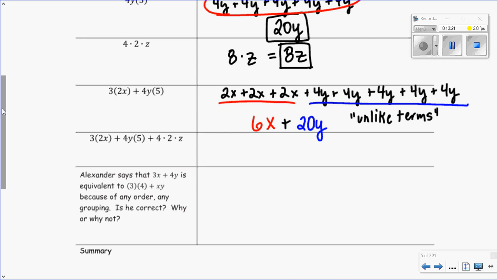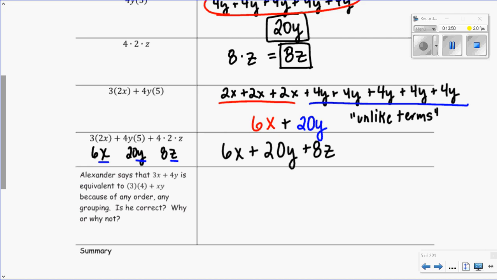Okay, so 3 times 2x, we already know from above that that's 6x. 4y times 5, we know that that's 20y. And then 4 times 2 times z, we know that that is 8z. Now, these all have different variables. This is x, this is y, and this is z. Those are all different, so I cannot simplify anymore. But I can just write it like this: 6x plus 20y plus 8z. And that's all you have to write for that one.